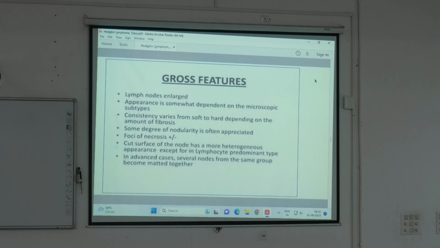Now the gross pathology. When a patient presents with an enlarged lymph node, the pathology department receives this lymph node for biopsy and examination. The lymph node may be single or matted, and it is painless. According to the stage or subtype of Hodgkin lymphoma, it may be matted or discrete. On cut section, there may be diffuse effacement or a nodular pattern, according to the stage and subclass of the disease.